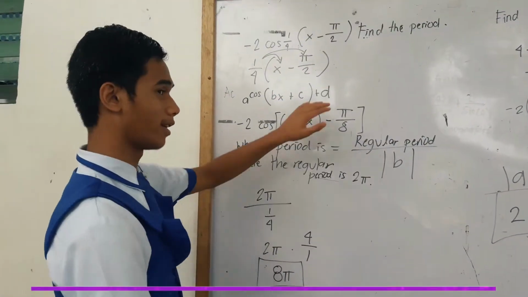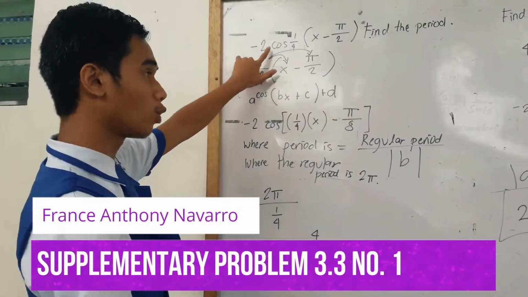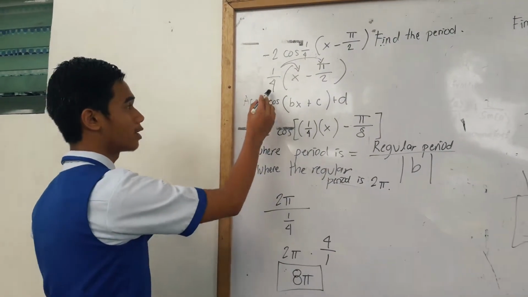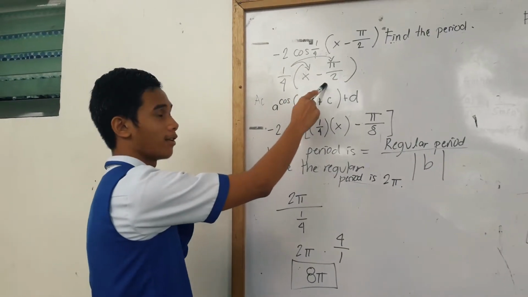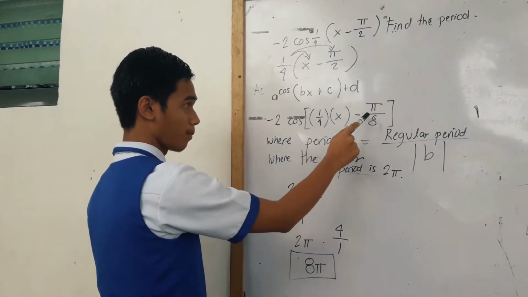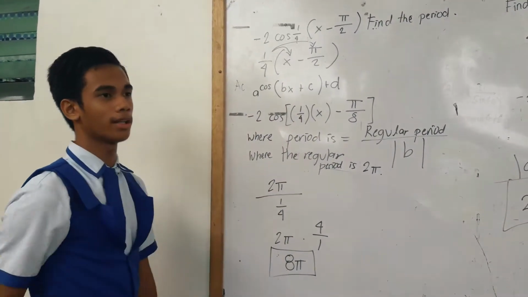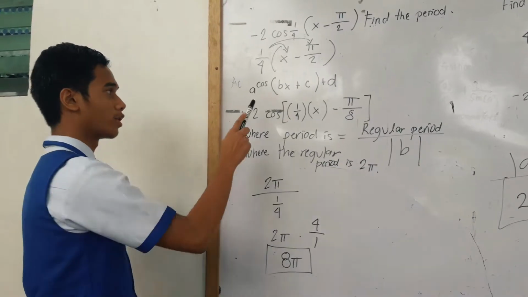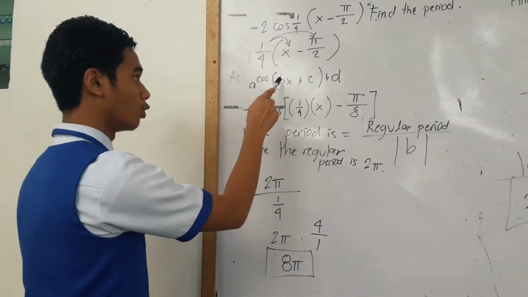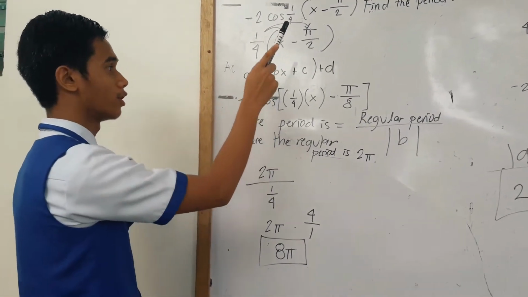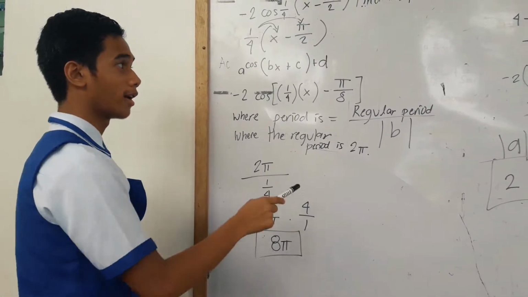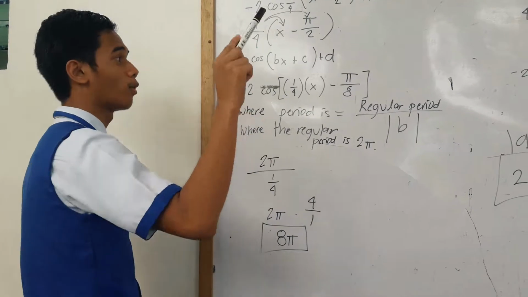First is to find the period of the function given, negative 2 cos 1/4 times x minus pi over 2. So, our first step is to distribute the 1/4 to x and to negative pi over 2. So, what we get is 1/4 times x minus pi over 8. So, let's remember the standard equation for the period, which is a cos times bx plus c plus d, where a cos is the amplitude, bx is the period of the function, c is the shift of the graph, either left or right, and d is the shift of the graph, either upward or downward.